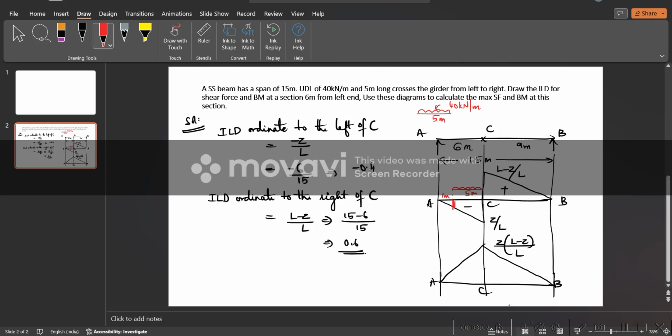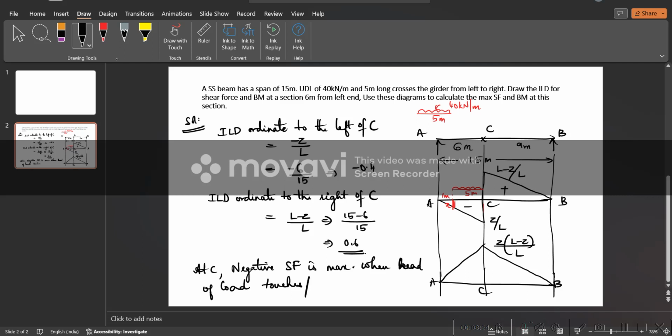So you have to find out what this ordinate is, because you have already found out what Z by L is. So this is 0.4. You have to find out what this is. Let us call it X. So I'm going to find out that. So I'll just write, at C, the negative shear force is maximum when the head of the load touches or just reaches C.